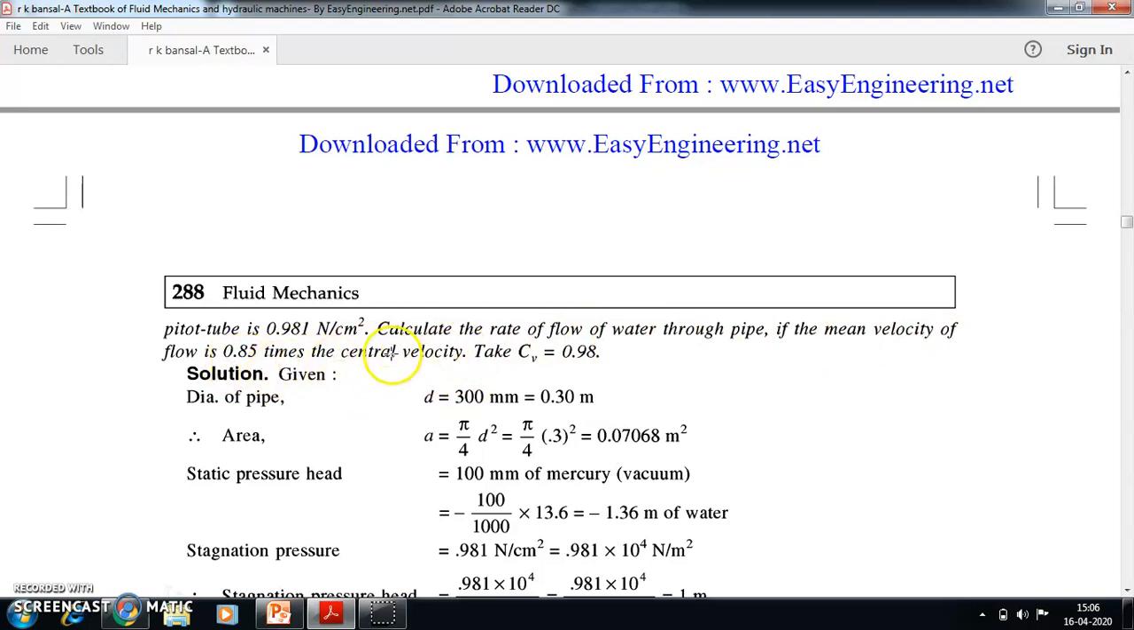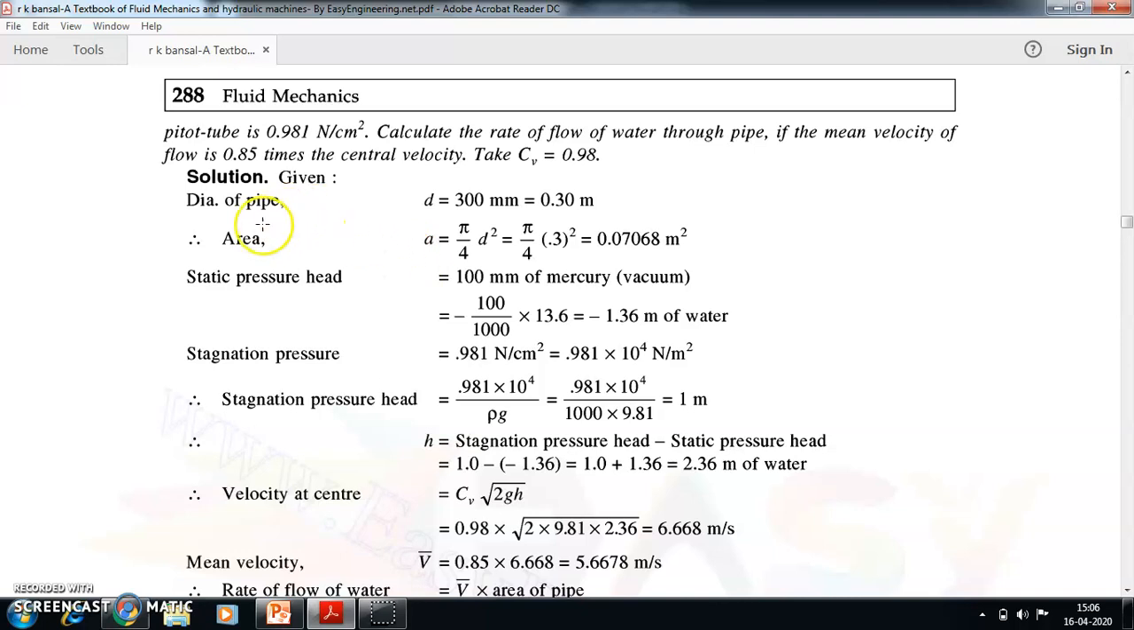So you need to find the rate of flow. The mean velocity is linked with the central velocity by 0.85 times. So we find the central velocity, then the mean velocity, then we can find the rate of flow, which is A into mean velocity, area into mean velocity. Diameter of the pipe is given as 300 millimeter, so 0.3 meters. Find the area, pi by 4 into 0.3 square, so 0.07068 meter square.